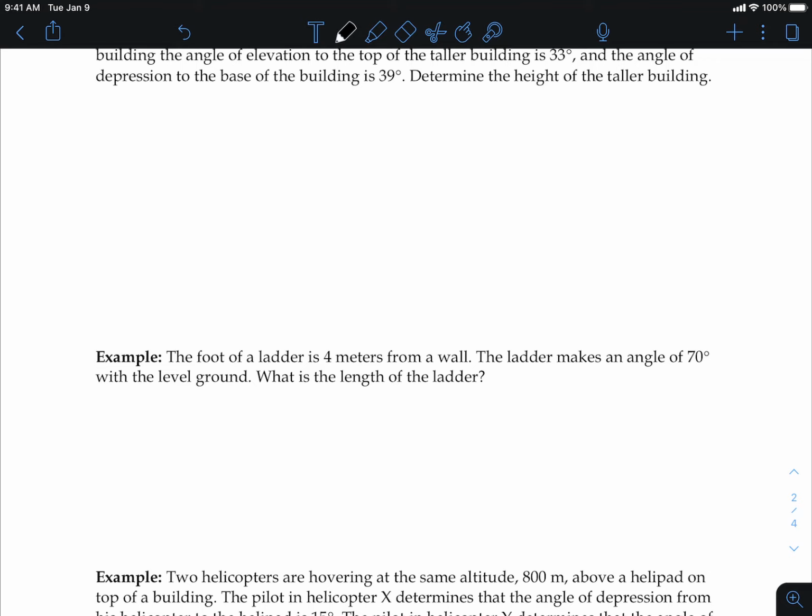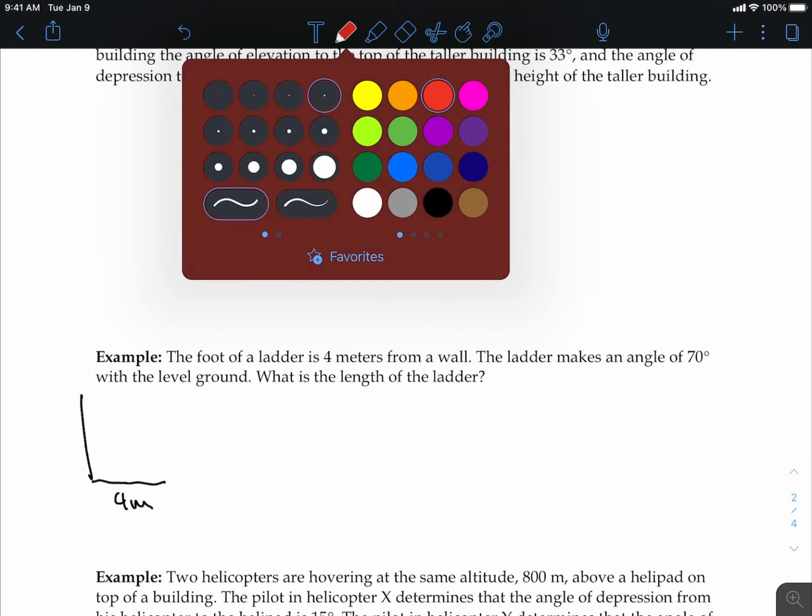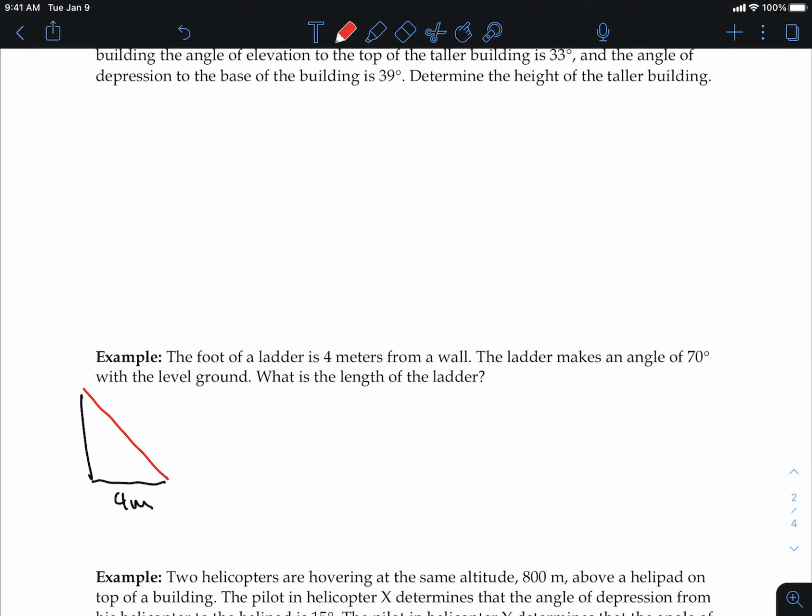Okay. So the foot of a ladder is 4 meters from a wall. Here's your wall. The foot of the ladder is going to be 4 meters from it. Here's your ladder. The ladder makes an angle of 70 degrees with the ground. What is the length of the ladder? Let's call it X.